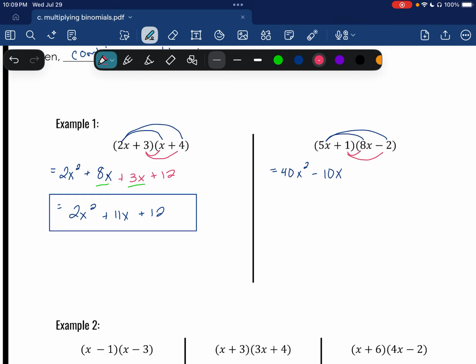And then again, we have these middle terms here that we're going to have to add together. So we'll have 40x squared. Then we'll have minus 10 plus 8. So that's going to be minus 2x minus 2.